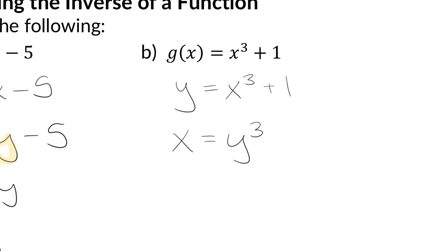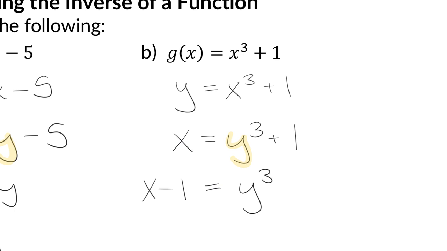Again, did any other part of this equation change except for x's and y's? Notice that the cube didn't move. It's now cubing the y. Cool, we swapped the x's and y's. Our job is to solve for y. So how do I get this y by itself? -1 on both sides. Okay, now the y cubed is isolated.